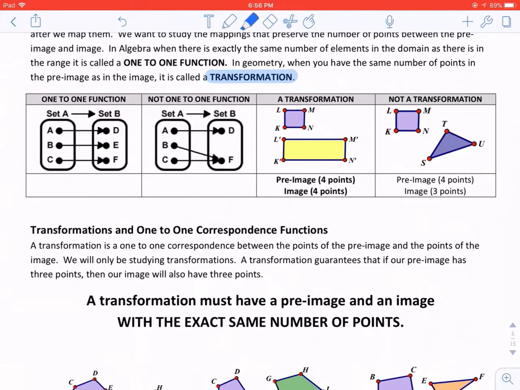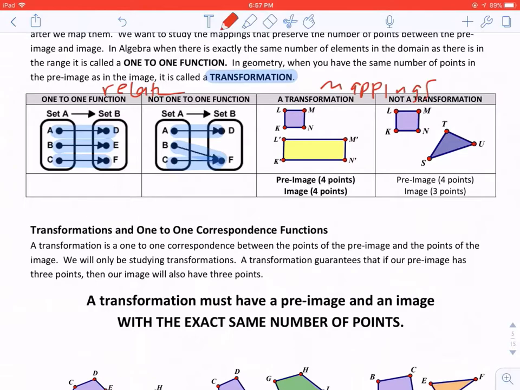So here's an example of a one-to-one function. There are 3 elements in the range and there are 3 in the domain. Not a one-to-one function: there are 3 elements in the domain, but there are only 2 elements in the range. Both of these are functions. The first one's one-to-one, the second one is not. Looking at the transformations, or these other mappings, I should say, these 2 are mappings. The first 2 are relations. Specifically, I guess those are function relations. So these mappings over here, if it's a transformation, they have the same number of things in them.